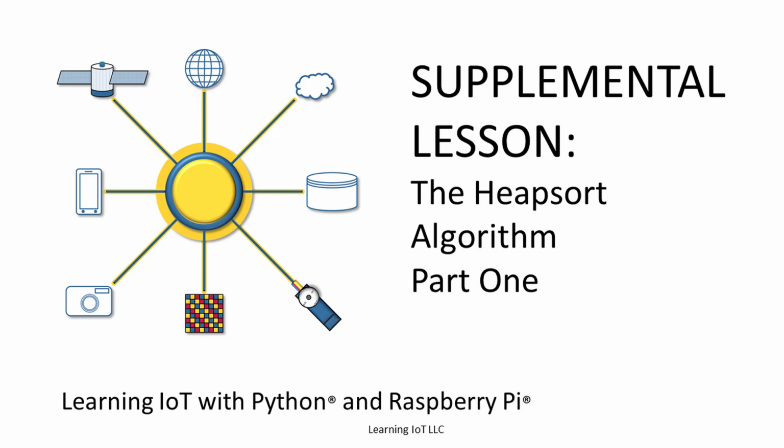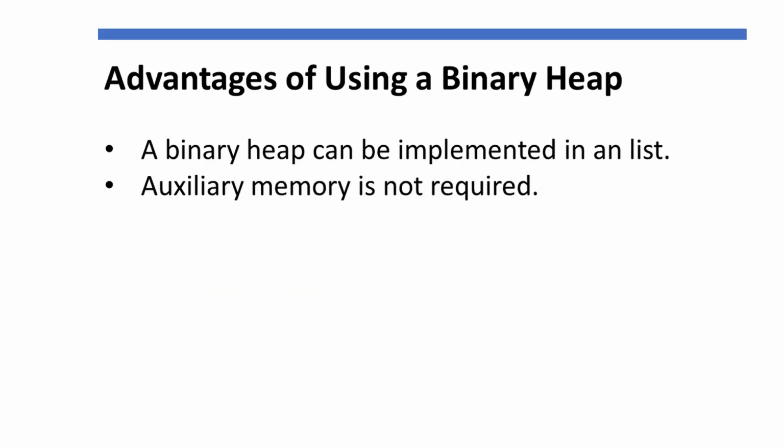In this video, you will learn about the Heapsort algorithm. The Heapsort algorithm is a version of selection sorting that uses a binary heap to hold the elements that remain to be sorted. The advantage of using a binary heap is that it can be implemented using an array or a list, and auxiliary memory is not used when sorting the list.